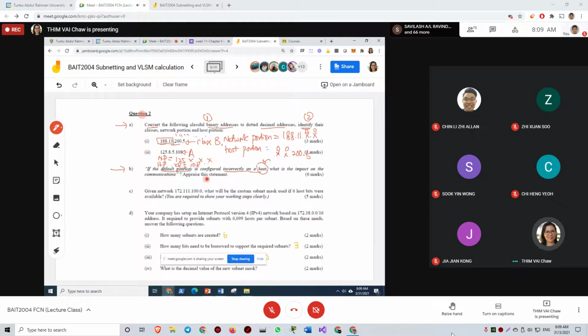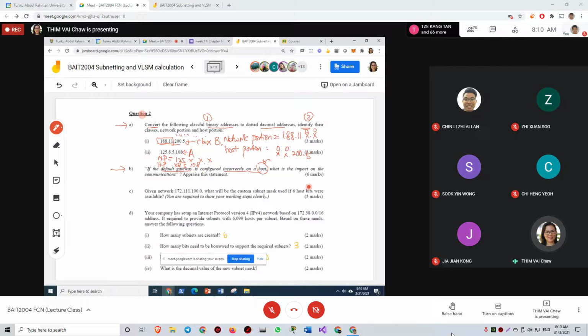Okay, now move on. I give you the statement here. So he said that incorrectly. So if the host configures default gateway wrongly, it means that the host cannot communicate with the device on another network. So I tell him cannot communicate.